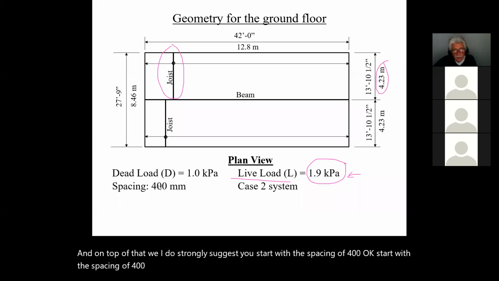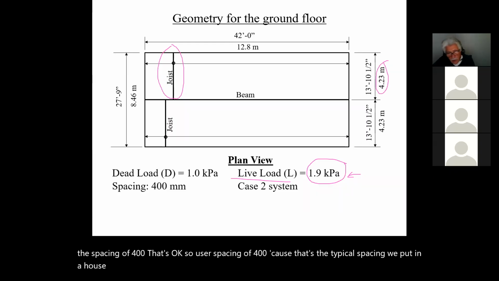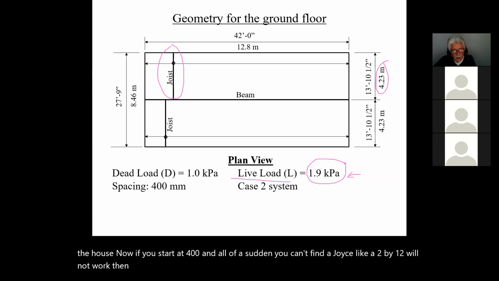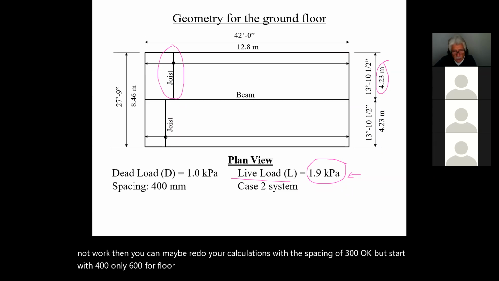So use a spacing of 400, because that's the typical spacing we put on a house. Now, if you start at 400 and all of a sudden you can't find a joist, like a 2x12 will not work, then you can maybe redo your calculations with a spacing of 300. But start with 400. Don't use 600 for floor joists. It doesn't make sense. Use 400.